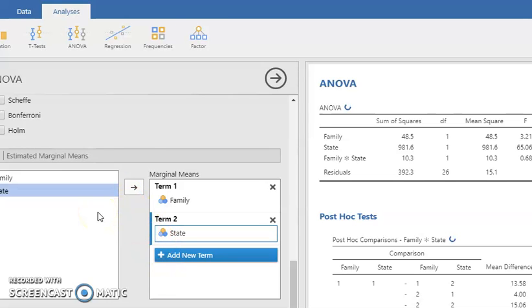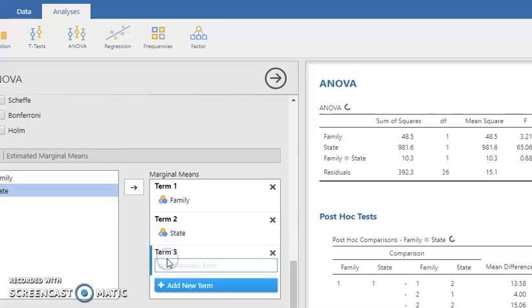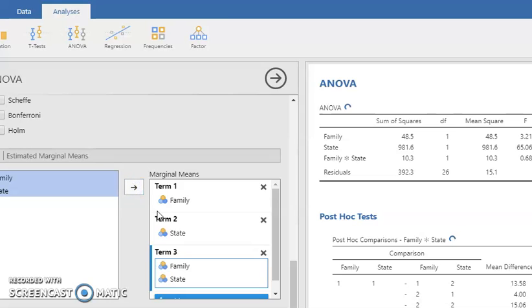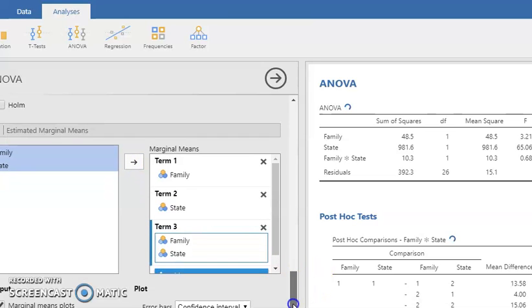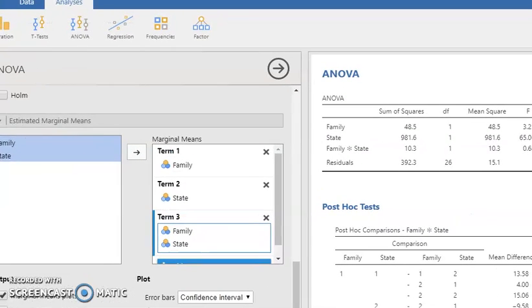So this would give you the marginal means for family, the marginal means for state, and then I can also go ahead and have it graph for me and give me that interaction. And so again, I can add that in. It's going to give me my confidence intervals. It's going to give me my marginal mean plots.